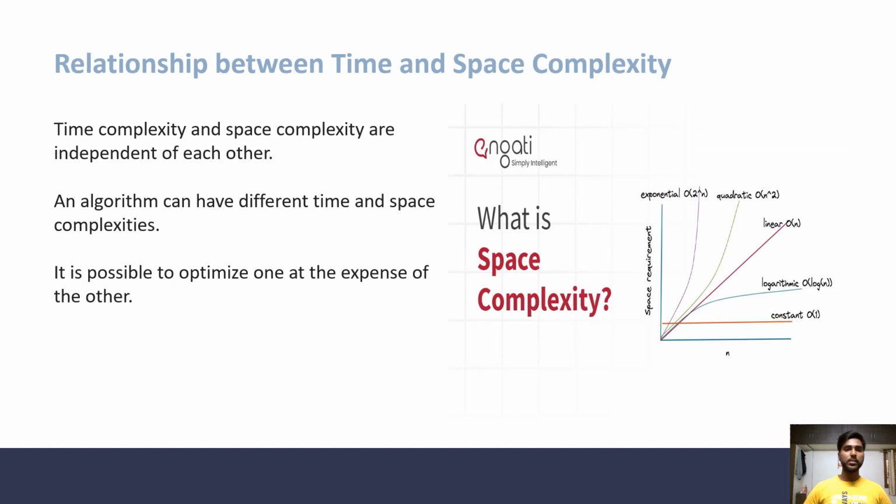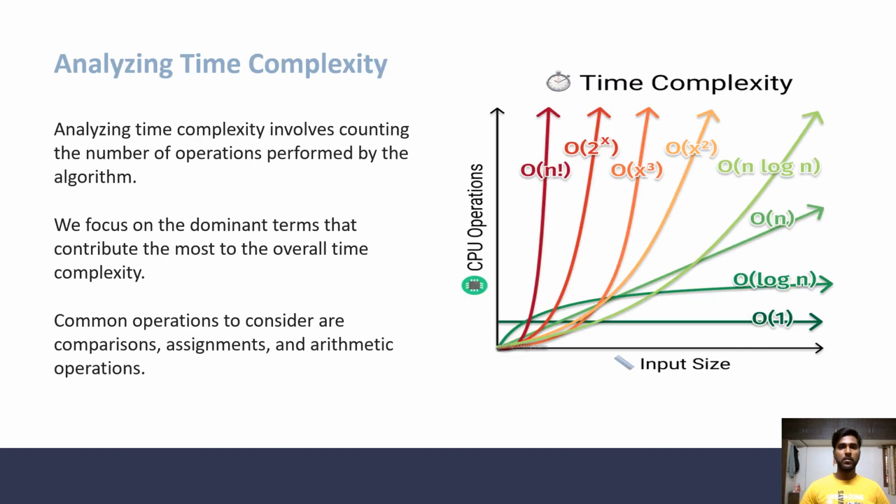We'll see the relationship between time and space complexity. Time complexity and space complexity are independent of each other. An algorithm can have different time and different space complexities. It is possible to optimize one at the expense of the other. Now let's see analyzing time complexity. Analyzing time complexity involves counting the number of operations performed by the algorithm. We focus on the dominant terms that contribute the most to the overall time complexity. Common operations to consider are comparison, assignment, and arithmetic operations.